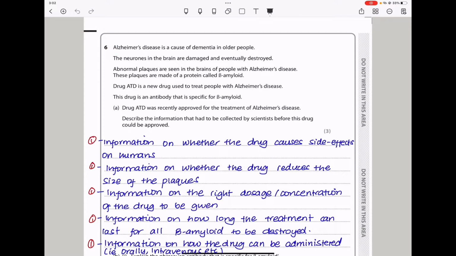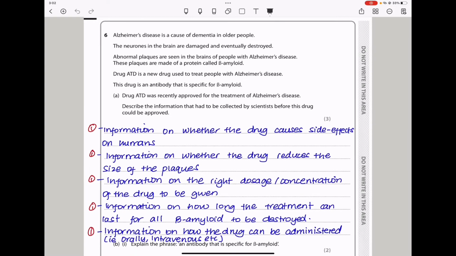Question 6. Alzheimer's disease is a cause of dementia in older people. The neurons in the brain are damaged and eventually destroyed. Abnormal plaques are seen in the brains of people with Alzheimer's disease. These plaques are made of a protein called beta amyloid. Drug ATD is a new drug used to treat people with Alzheimer's disease. This drug is an antibody that is specific to beta amyloid.